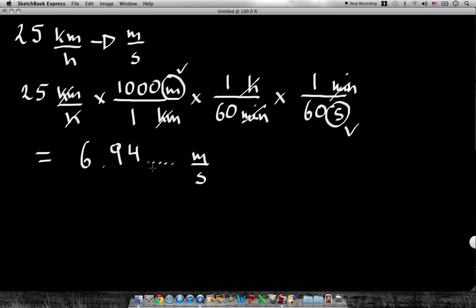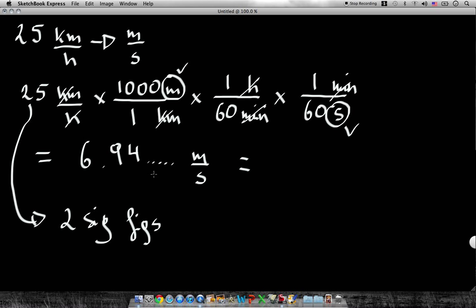So if you're asked to round to a particular decimal place, you can. And if you're not, then always stick with significant figures. All of these conversions are exact, so we don't worry about them. Now this right here has 2 sig figs, so that means I can now round this to 2 significant figures. I'm going to be rounding to right here. This 4, I'm going to leave that alone. So I have 6.9 meters per second. That's it. Done. Question completed.